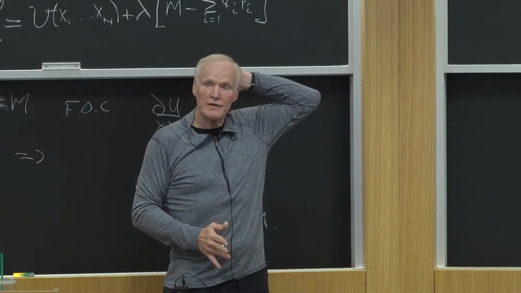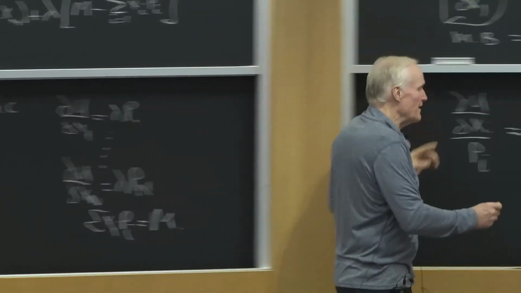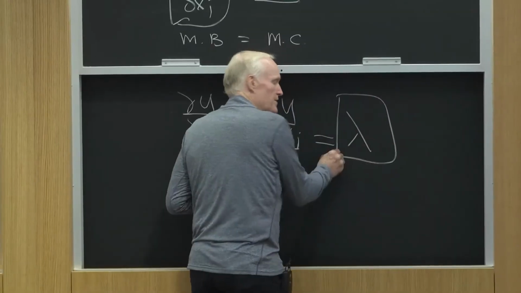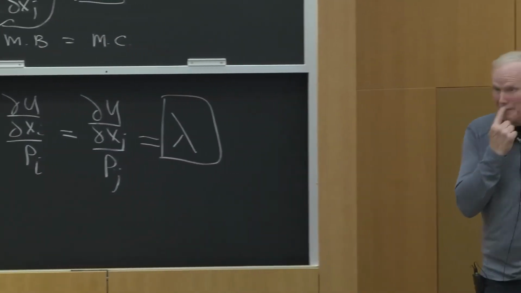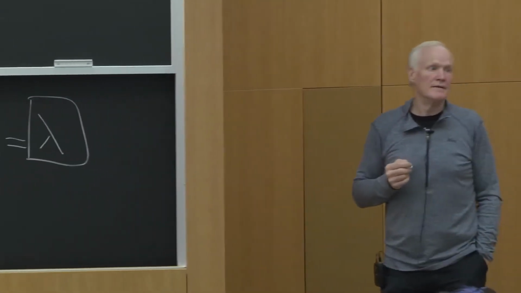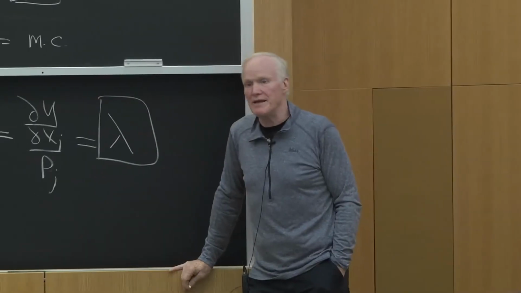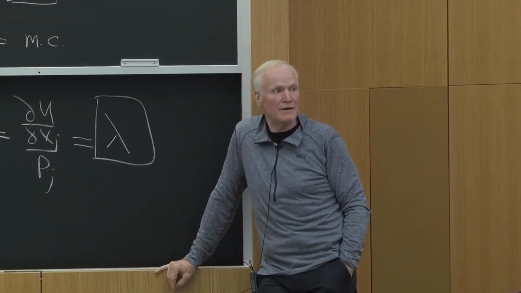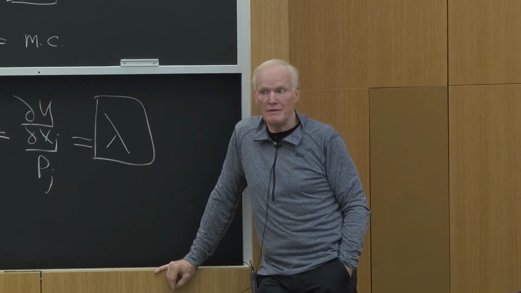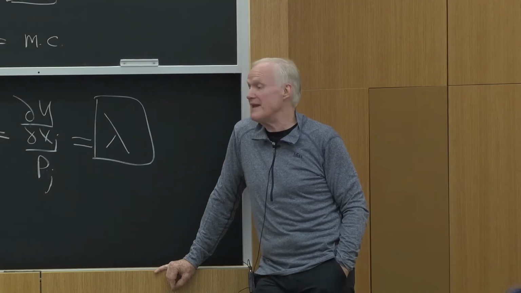Anything else? People understand where that works? But it also says I now have an interpretation of lambda. What is lambda? What is this multiplier going to turn out to be? If I solve this Lagrangian and I get the equilibrium value of lambda, it's how much utility I get from an extra dollar. Spent how?